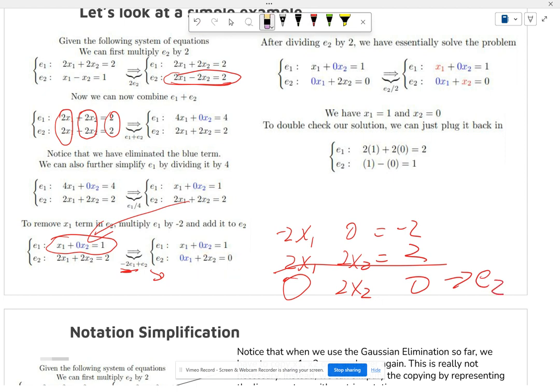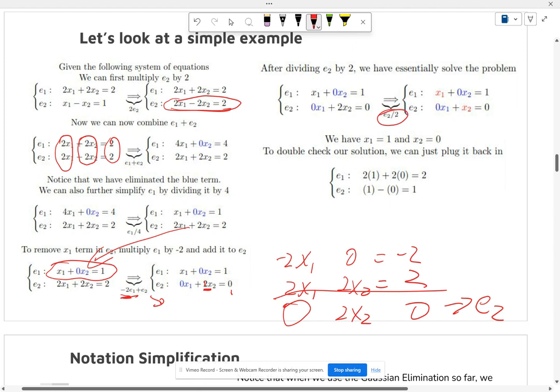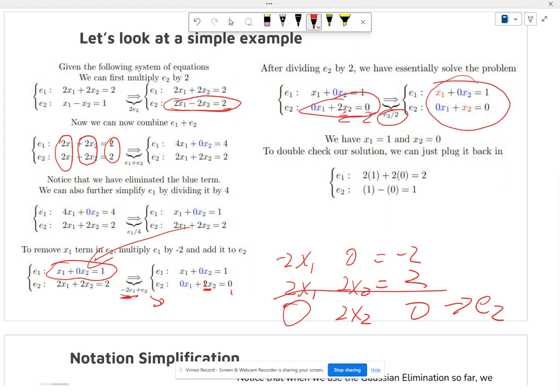So now we're very close. We want that to be 1 as well, so we can just divide both sides by 2, right? So I'm going to take E2 here and divide by 2, which gives us the final form. At this point, we know what E1 and E2 are. E1 is 1. E2 is 0. So we have x1 is equal to 1 and x2 is equal to 0. So the problem is now solved.